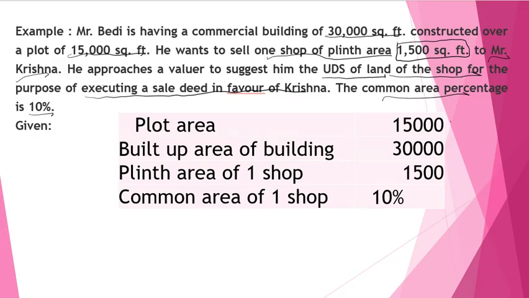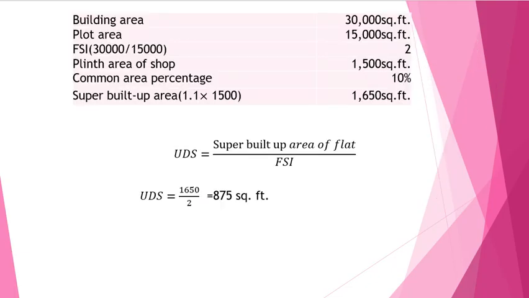So you have to find out what should be the UDS in this case. Plot area is 15,000 square feet. Built up area of the building is 30,000 square feet. Plinth area of the shop which has to be sold is 1500 and common area is 10%. This is what is given to you in the data. So building area is given, so you can find out FSI. FSI will be 30,000 divided by 15,000.